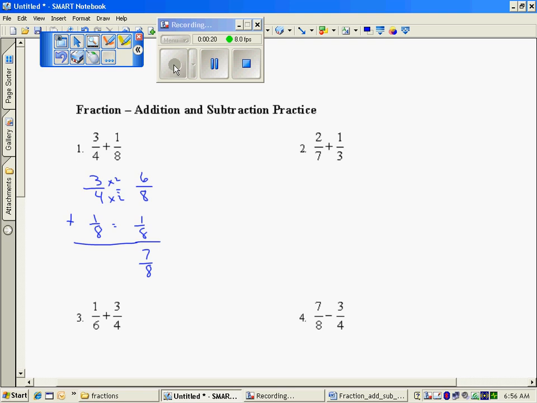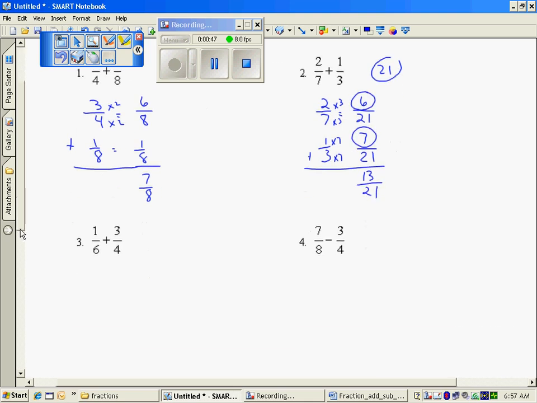Common denominator between 7 and 3 is 21. So to take 2/7 and convert it to having a 21 in the denominator, multiplied by 3/3, which is 1. Changing 1/3 to have a common denominator of 21 would be multiplying by a 1 that looks like 7/7. Adding those fractions, I have 13 of the 21 pieces. 6 plus 7 is 13.